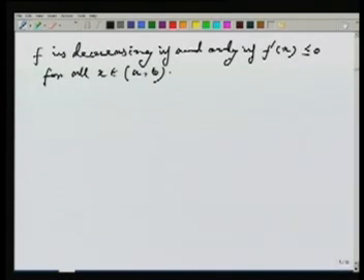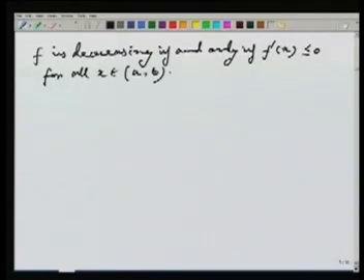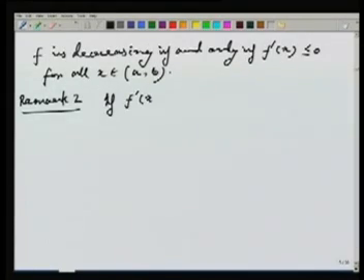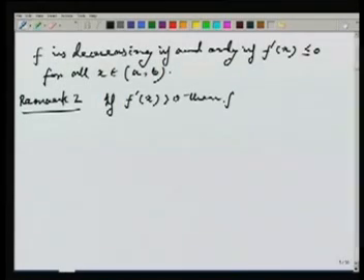Or what one can do is, given a decreasing function f, construct a new function g, which I will call minus f. Then that function will be increasing, and then the previous theorem can certainly be applied to it. Okay, but what about strict inequality? I will again put it as the second remark. If f prime at x is strictly bigger than 0, then f is strictly increasing.